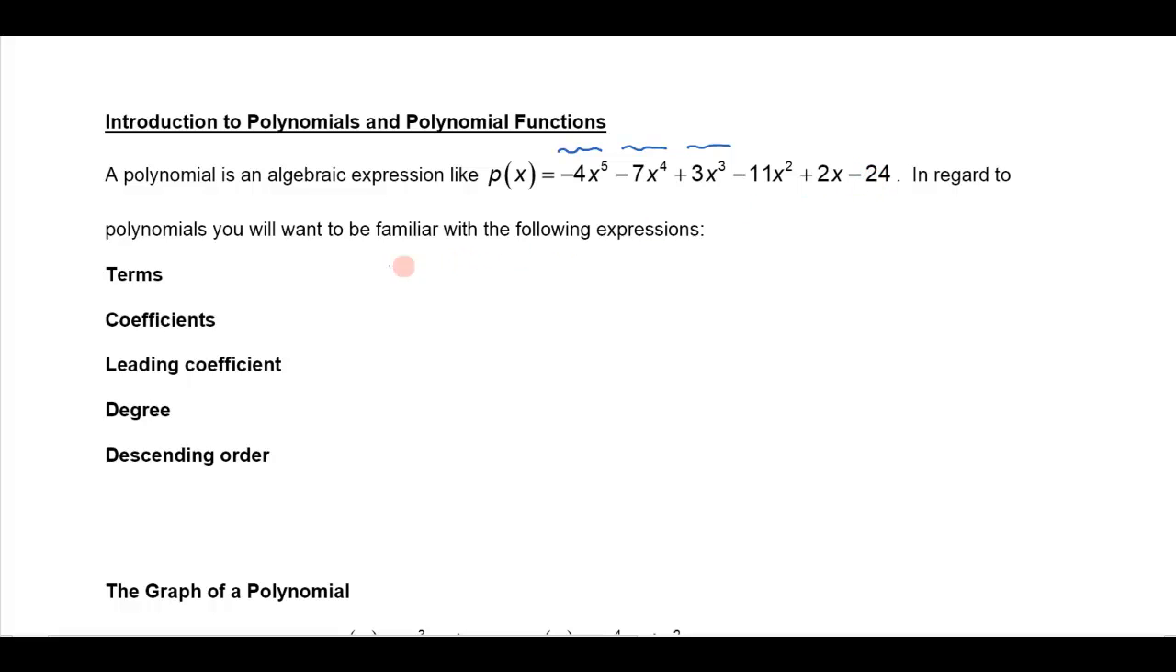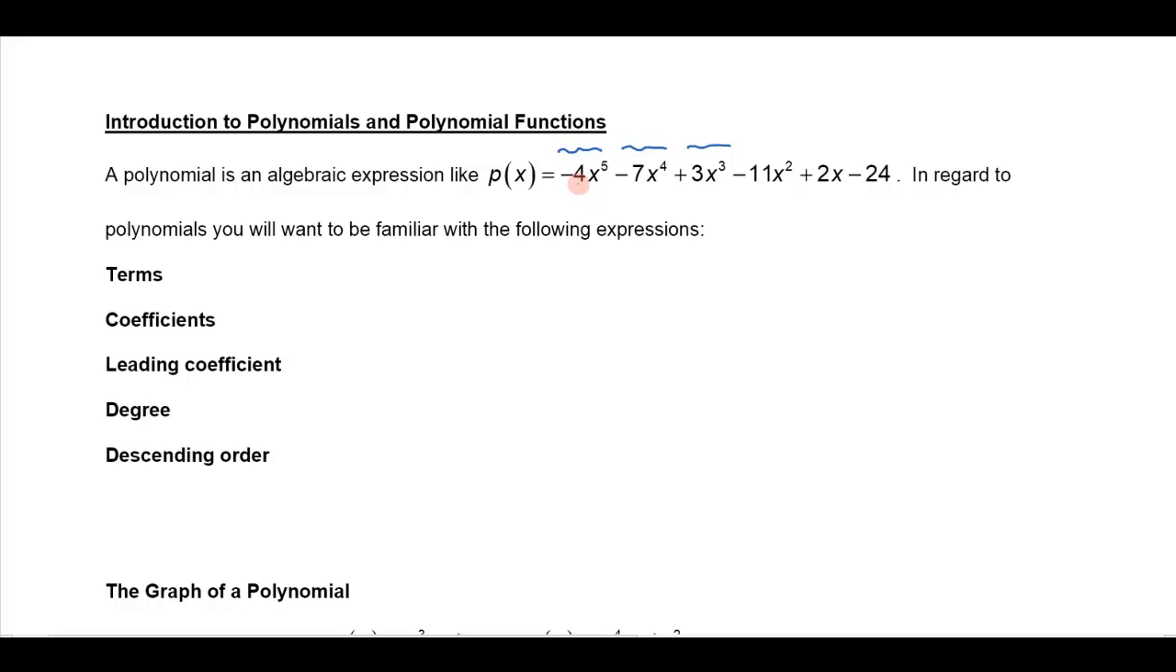And the coefficients of a polynomial, those are the numbers in front of the term. So the coefficient of the leading term would be negative 4, and the coefficient of the next term here would be negative 7, and the coefficient of this term would be 3, and so on. Okay, the leading coefficient is negative 4. That's the coefficient of the leading term.